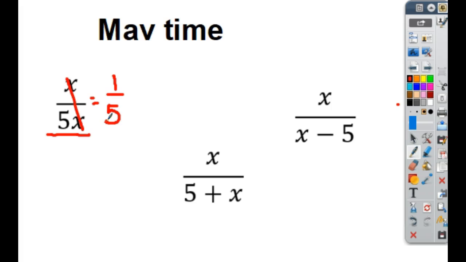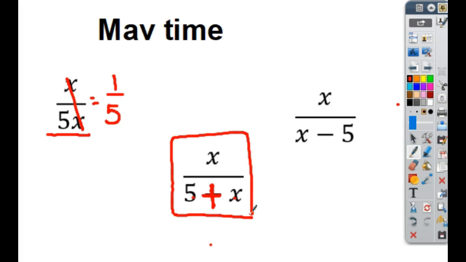Now, on a problem like this, you cannot cancel the x's like this because there is addition right here. This addition holds this 5 and this x together. You cannot simplify this at all. This is the simplified answer. You cannot cancel the x's like that.